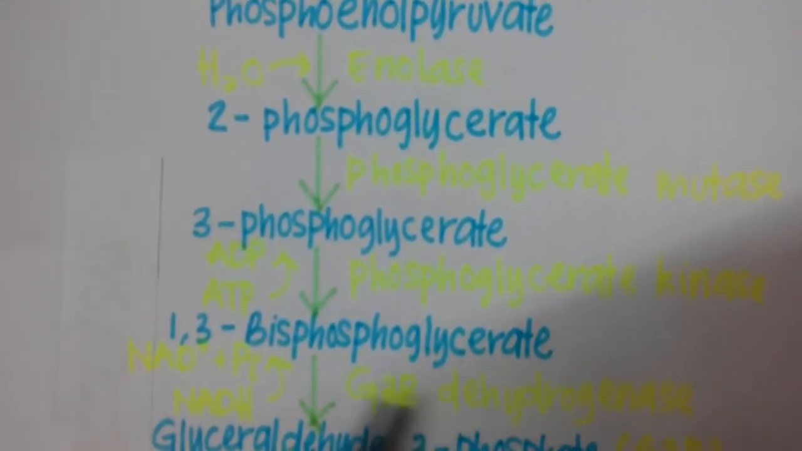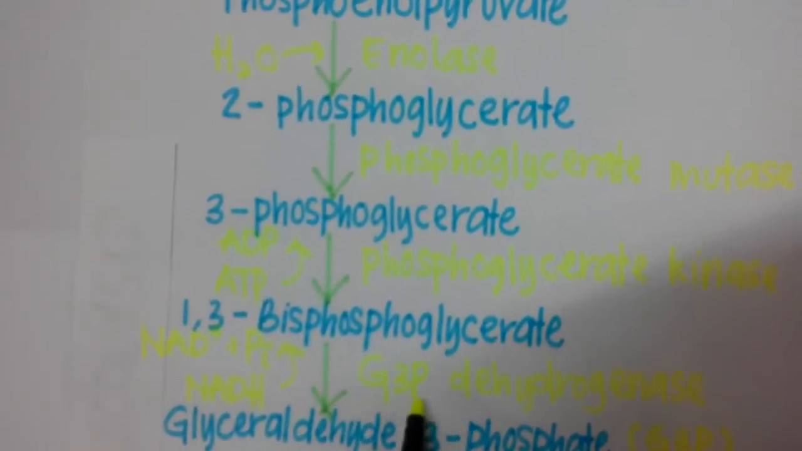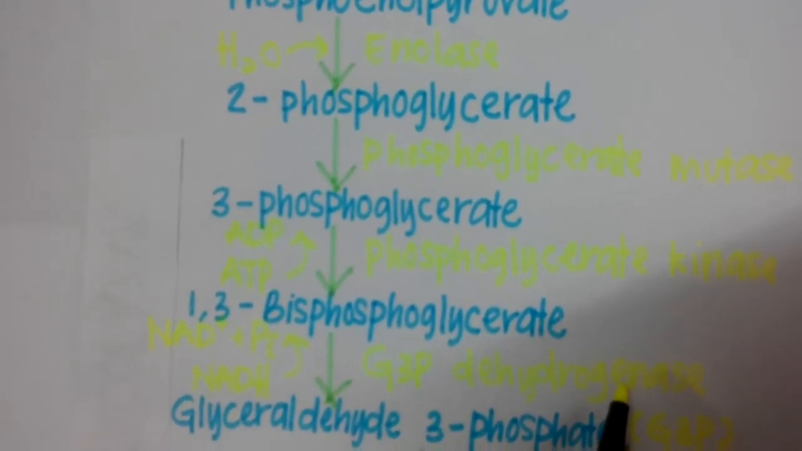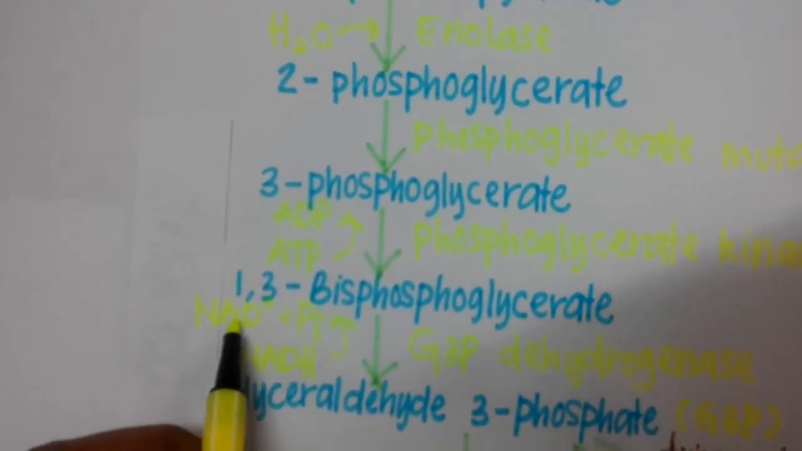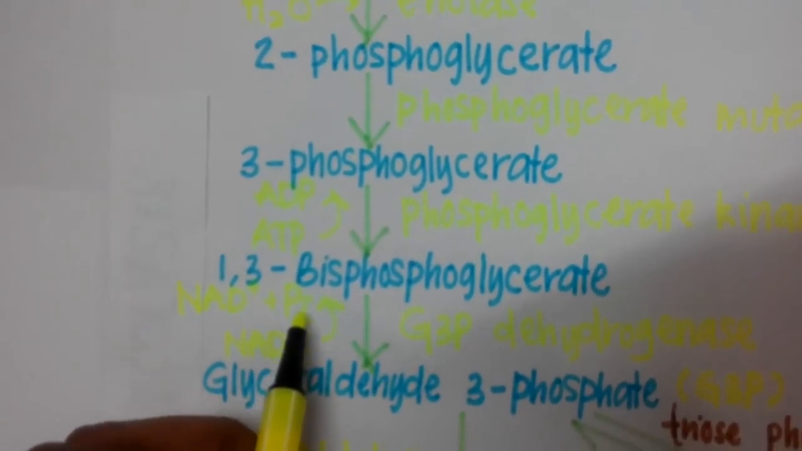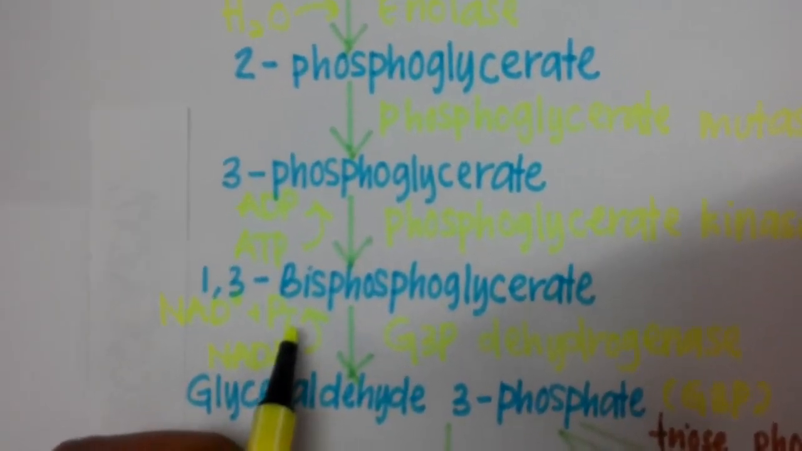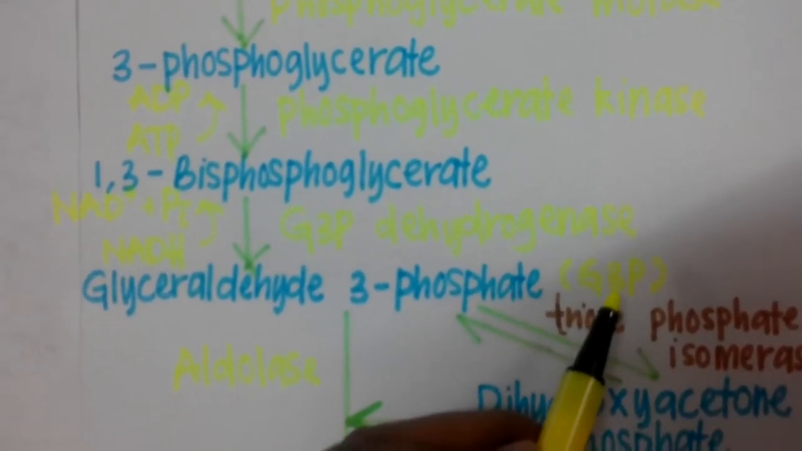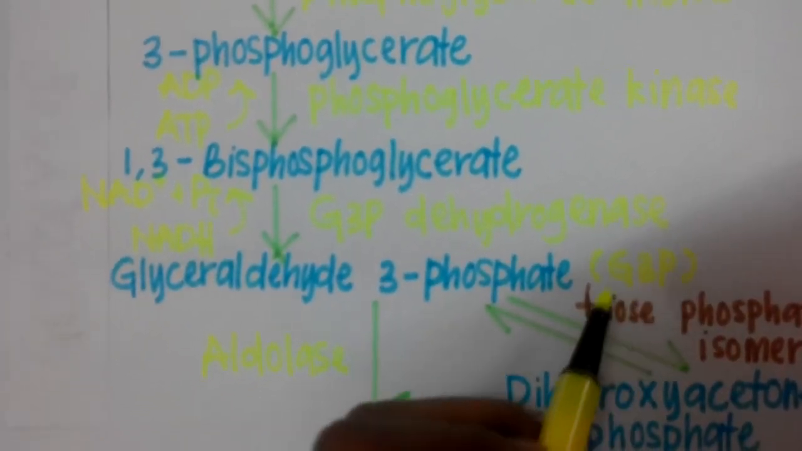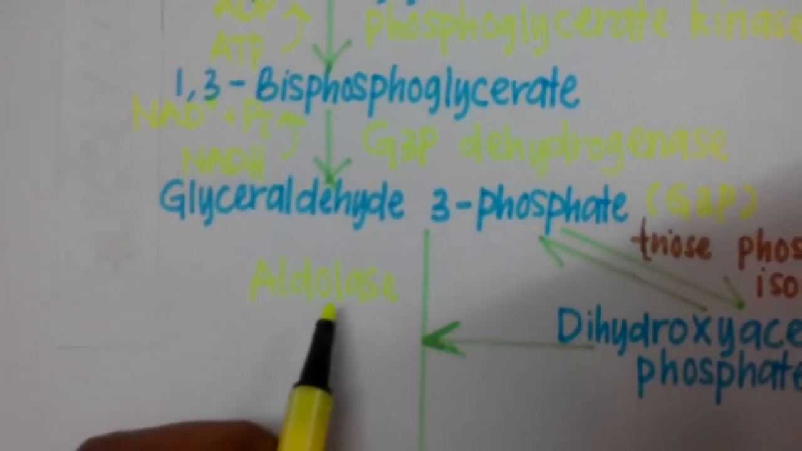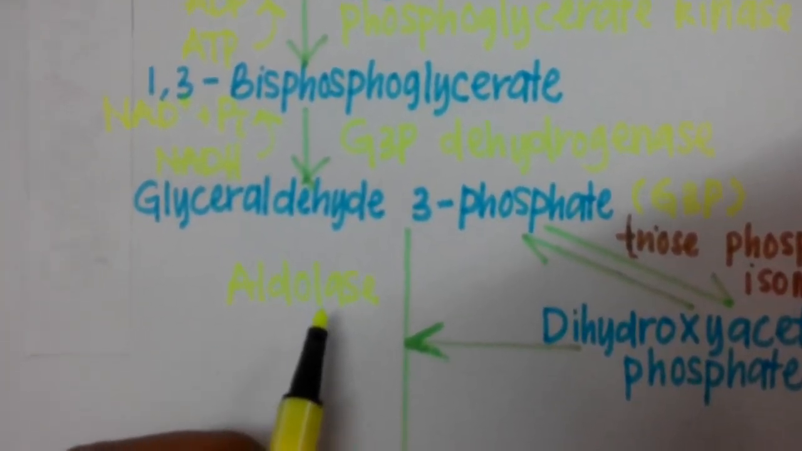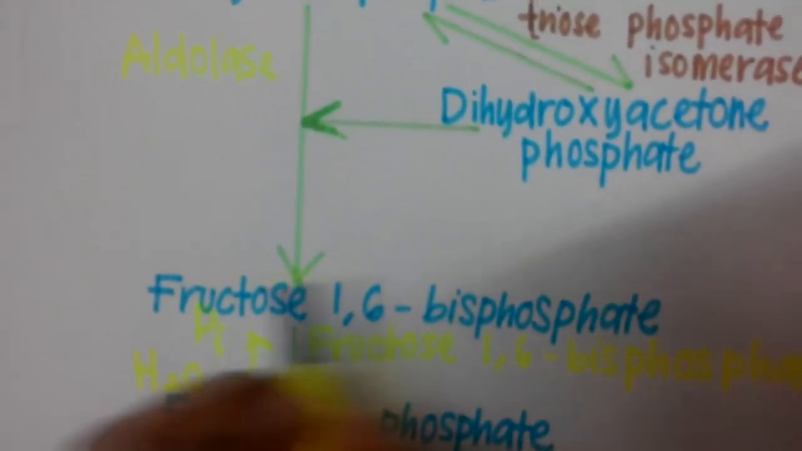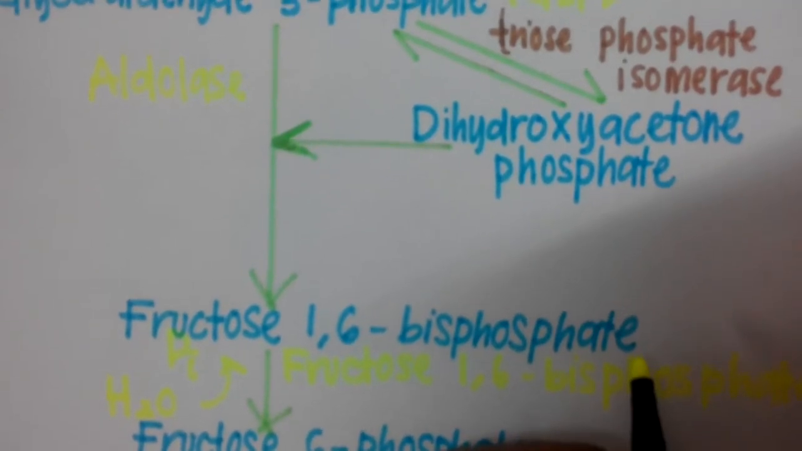From there, we're going to use glyceraldehyde 3-phosphate dehydrogenase, where NADH will become NAD plus inorganic phosphate to form glyceraldehyde 3-phosphate or G3P. On the next step, aldolase is used to form the 6 carbon molecule fructose 1,6-bisphosphate.